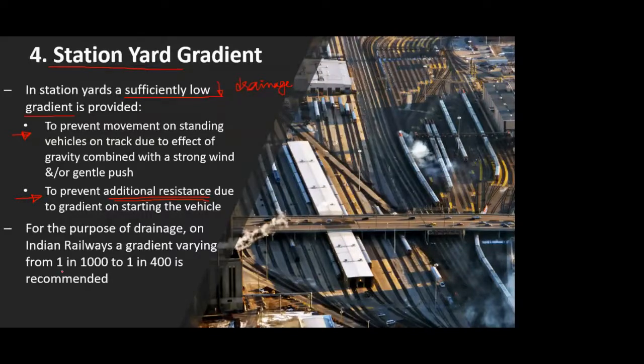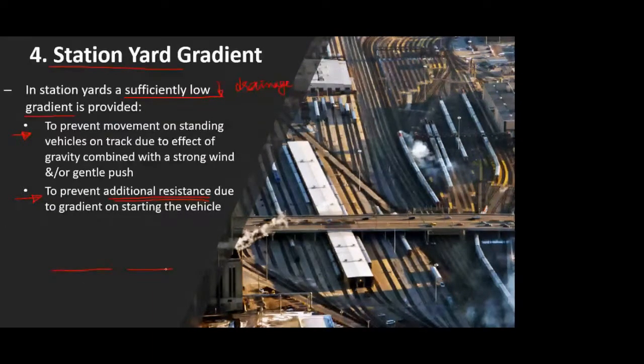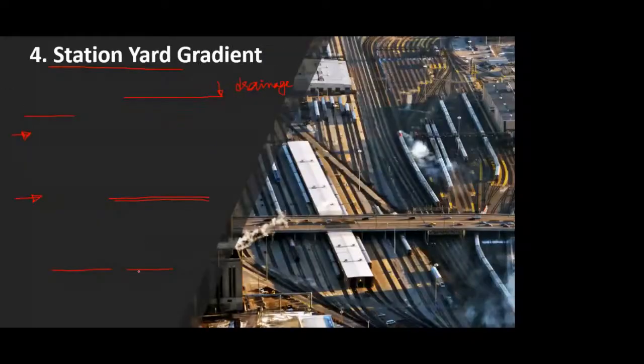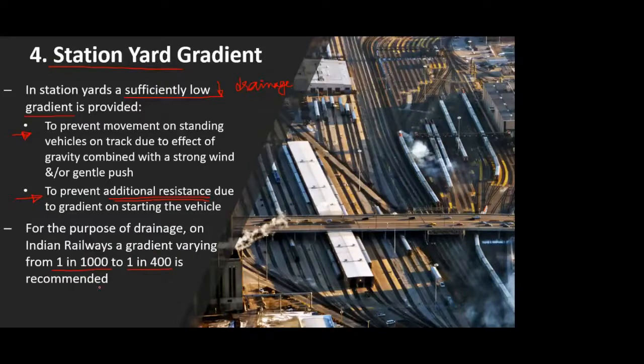And for this purpose, the general values seen in Indian Railways for station yards are 1 in 1000 to 1 in 400. So it's quite a mild gradient. If you consider this and the pusher gradient, which is 1 in 37, you can understand the difference between the two. With 1 in 1000, if I go 1 kilometer horizontally, I will be going 1 meter vertically. That mild is the station yard gradient. You will not even be able to identify whether there is a gradient or not.